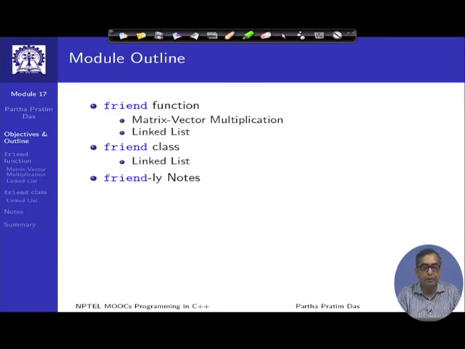We will take examples of matrix vector multiplication and linked list, and finally, we will end with some notes. And as usual, the outline will be available on the left of your slide.